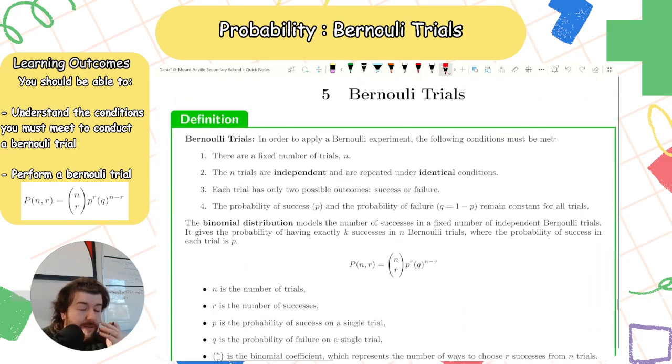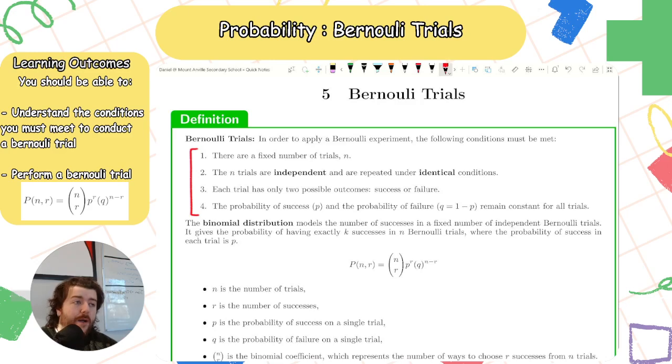So what is a Bernoulli trial? A Bernoulli trial basically allows us to calculate the probability of how many times something happens in a given number of trials. In order to apply Bernoulli experiments, the following conditions must be met. There are a fixed number of trials. The trials are independent and repeated under identical conditions, so if I fail the first time, that does not impact my success the second time. Each trial only has 2 outcomes, success or failure. And the probability of success and the probability of failure remain constant for all trials.